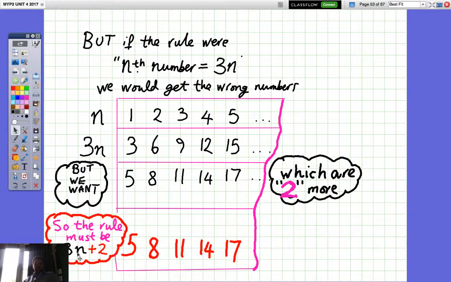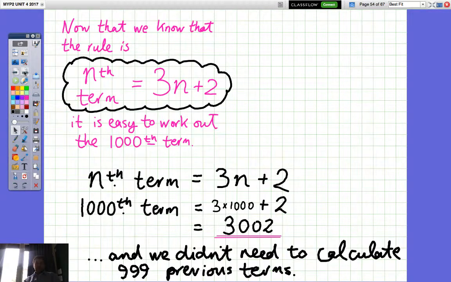So if we have the rule 3n plus 2, then we get the numbers we want, 5, 8, 11, 14, 17. And now that we've got a rule, 3n plus 2, it's easy to work out what the 1000th term is, because you can just stick 1000 into that formula and get 3002. So the 1000th term of that sequence would be 3002, and we didn't need to work out the previous 999 terms.